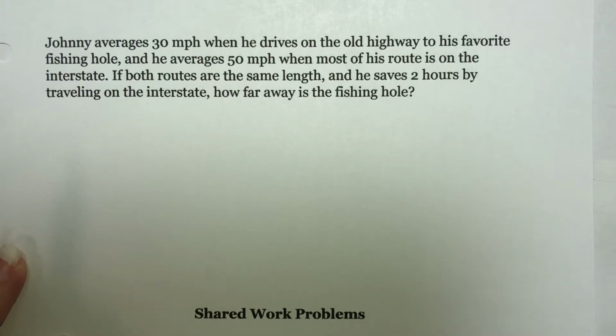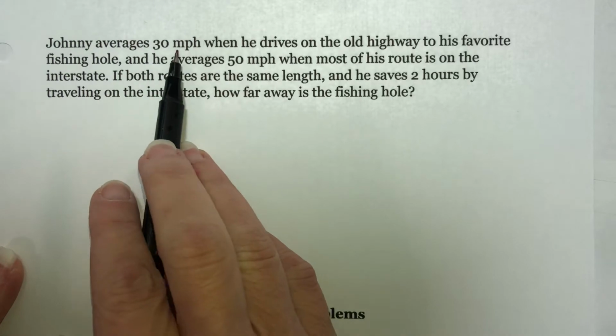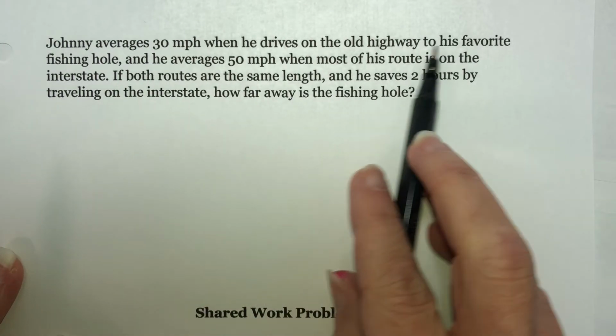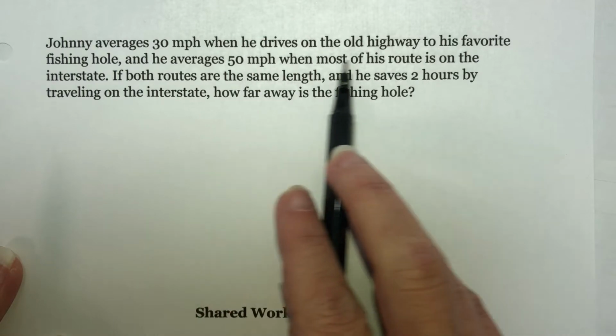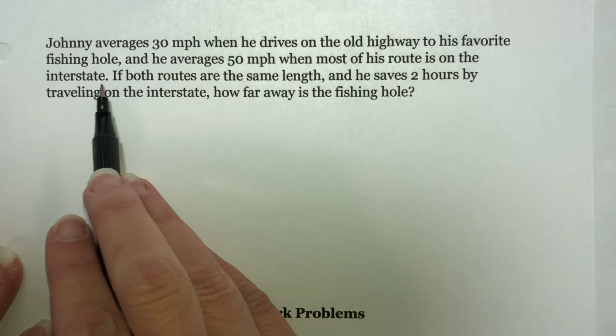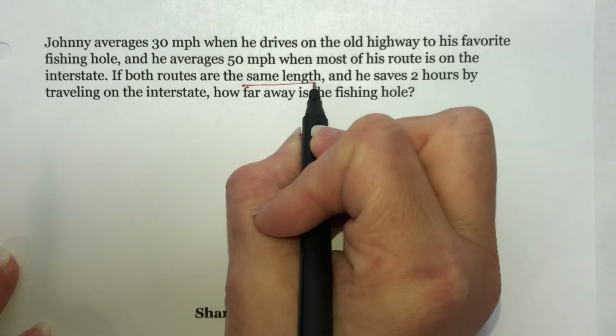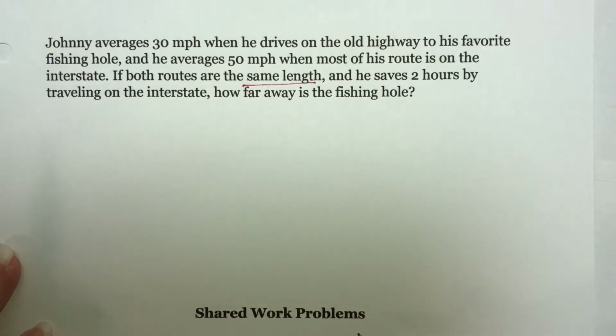This is part 2 of section 7.5. Johnny averages 30 miles per hour when he drives on the old highway to his favorite fishing hole, and he averages 50 miles per hour when most of the route is on the interstate. If both routes are the same length, and he saves 2 hours by traveling on the interstate, how far away is the fishing hole?